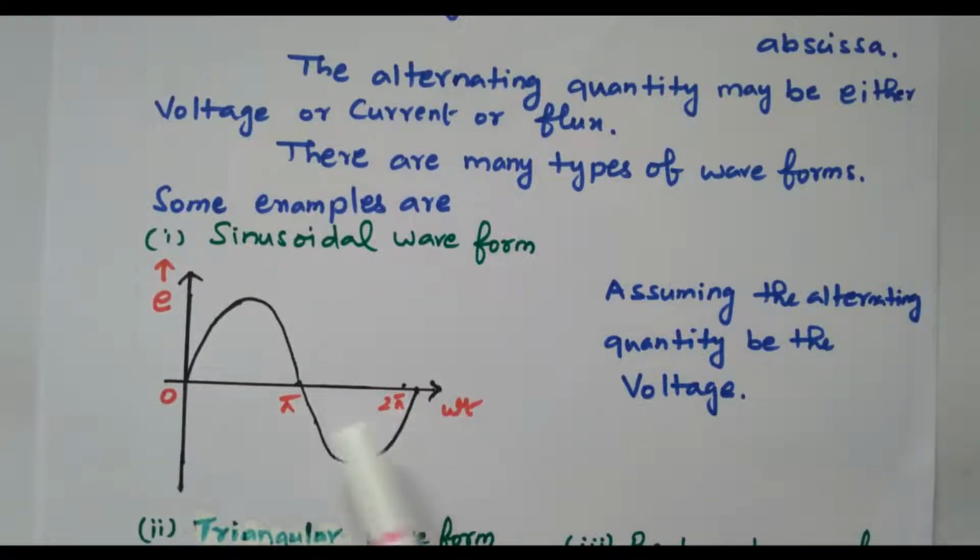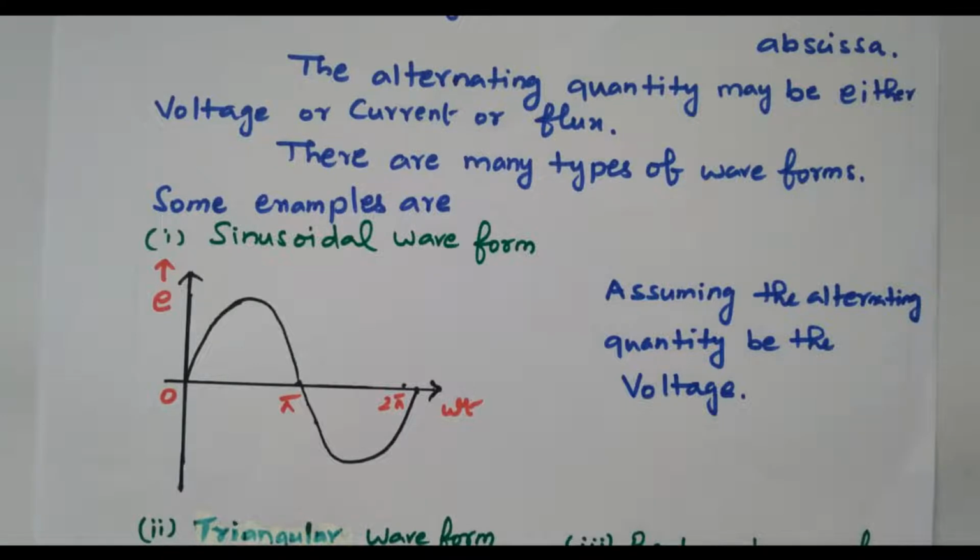From 180 to 360 degrees, the same thing is repeated, but it's a negative cycle. So positive and negative voltages keep on changing, so it is called an alternating quantity. Alternate means positive to negative, negative to positive, like that it will go. So it is called a sine wave, an alternating quantity.